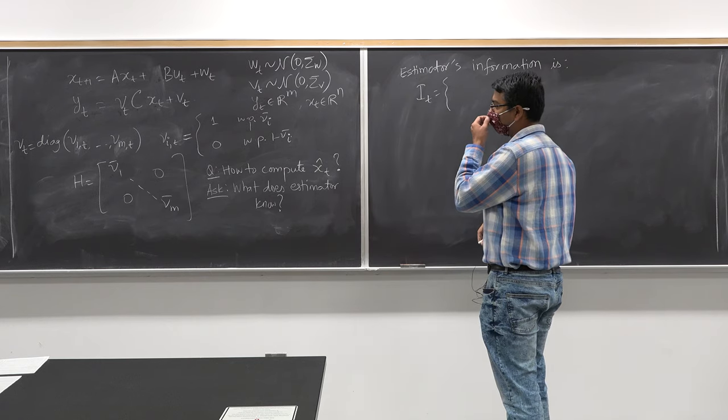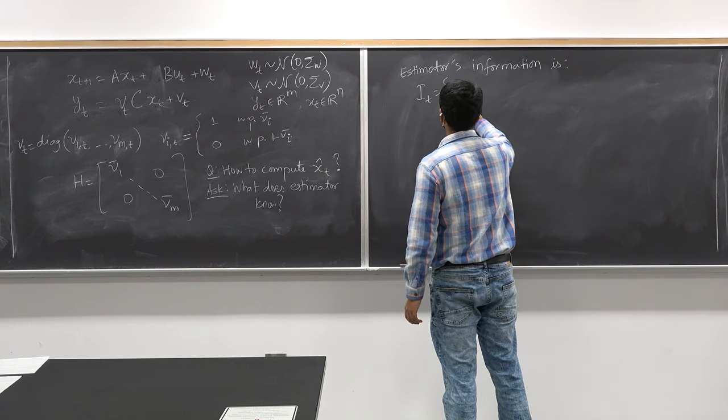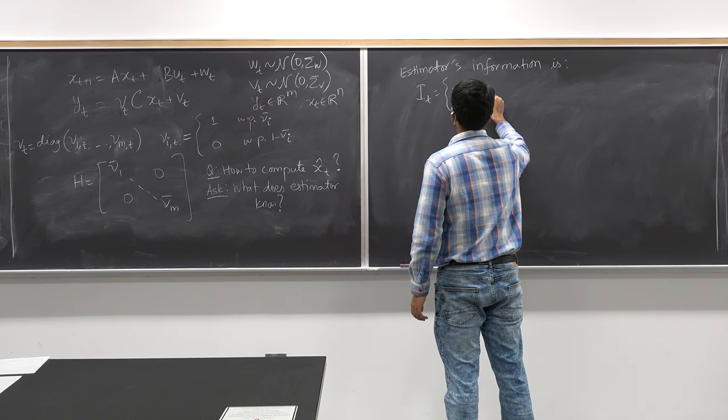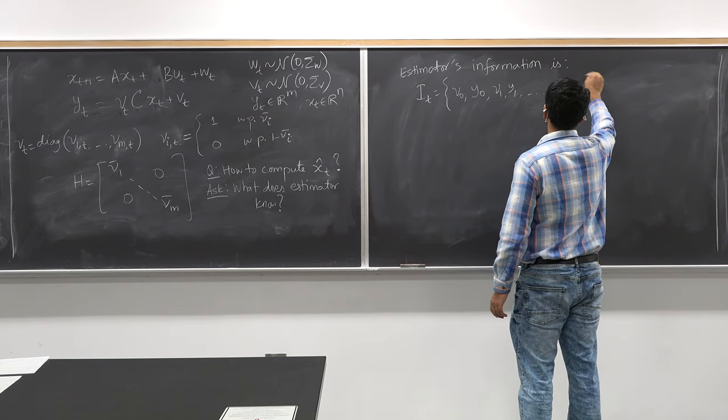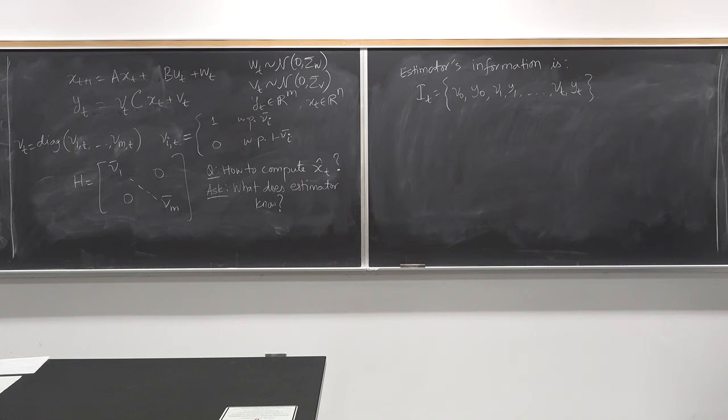So I_t denotes the estimator's information: nu_0, y_0, nu_1, y_1, up to nu_t, y_t. So the estimator knows whether the packet was dropped or not. And then, of course, the estimator knows the values of the observation. If the packet was dropped, the observation is 0. And if the packet was not dropped, then you know what the observation you are receiving is.